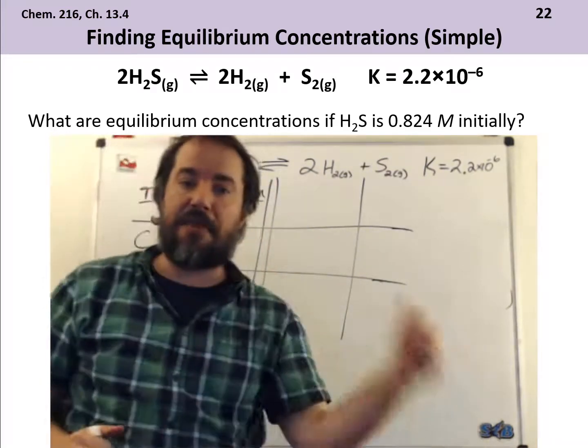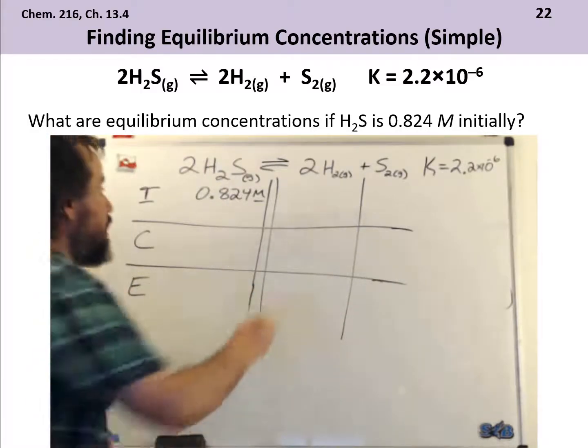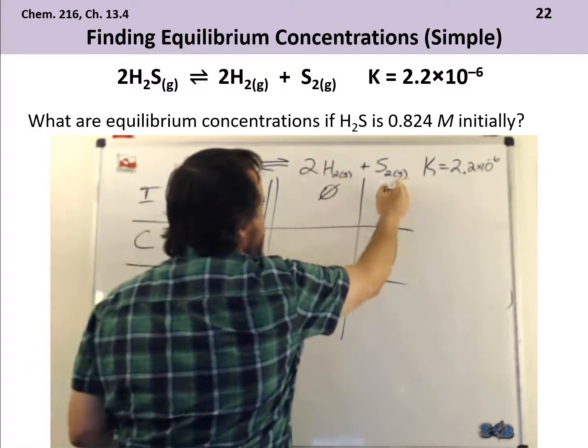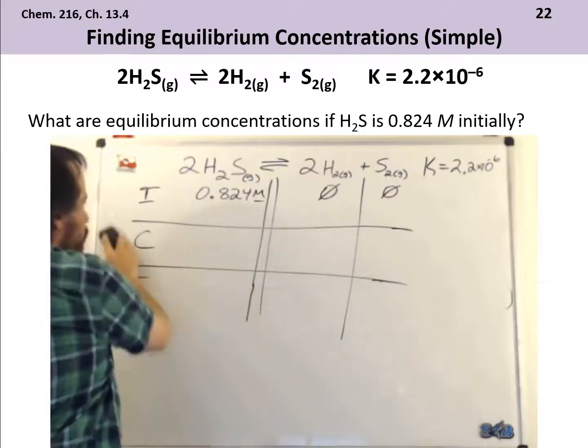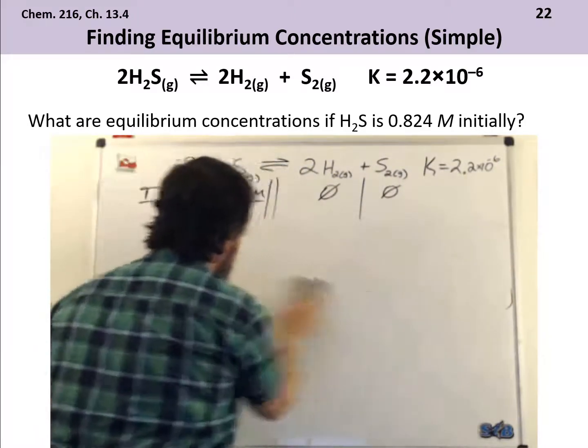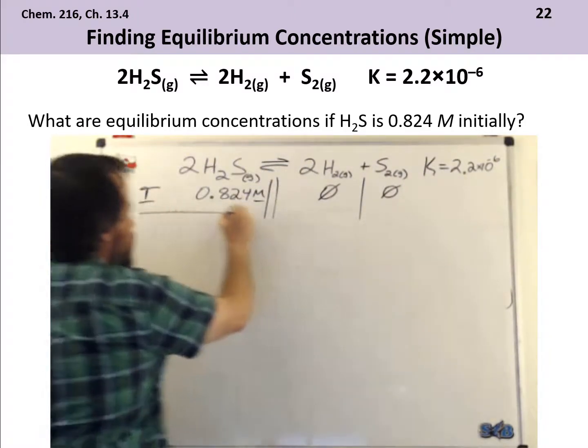Notice I say nothing about H2 and S2 initially. So what can I do? I can just say these are 0. Okay? All right, let's make a little better use of this.